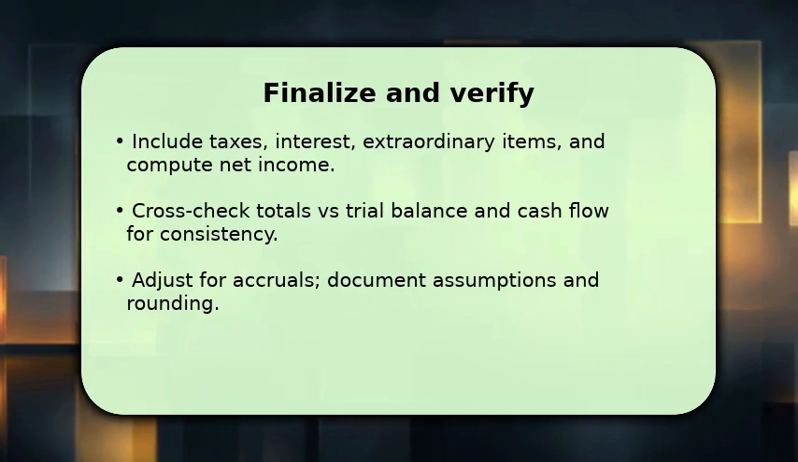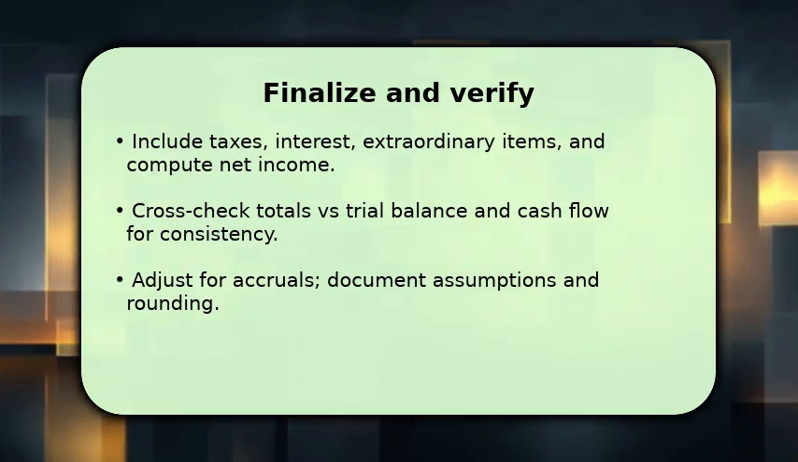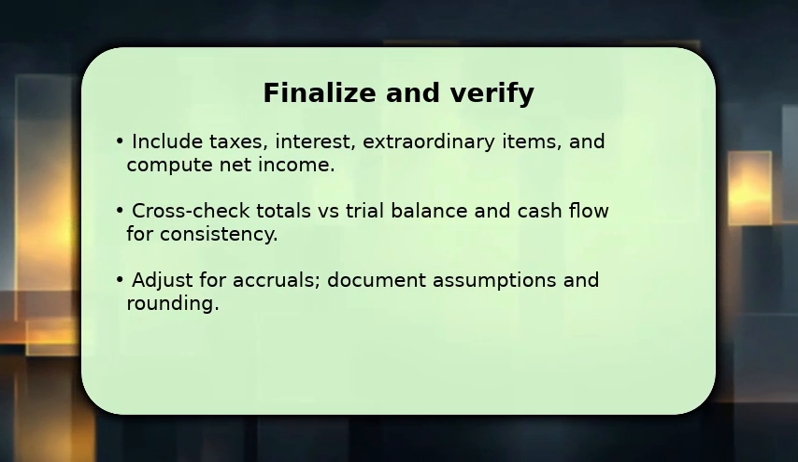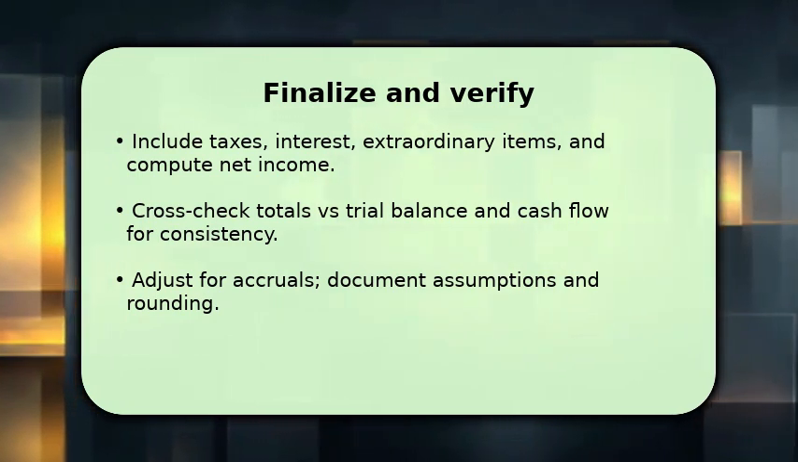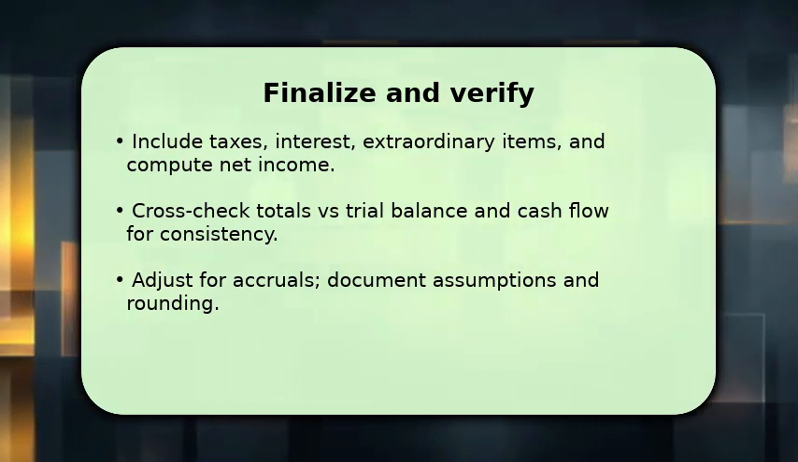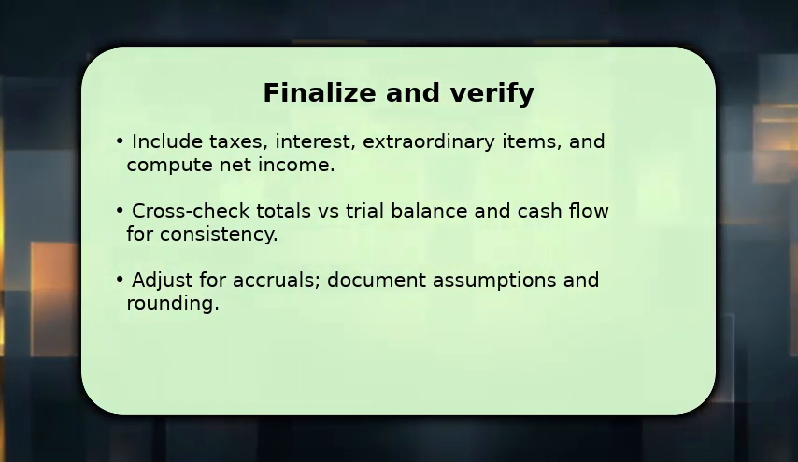A common troubleshooting tip: if totals differ, reconcile one account at a time starting with revenue, since mismatched revenue entries often cause the largest variances. Document any corrections clearly.